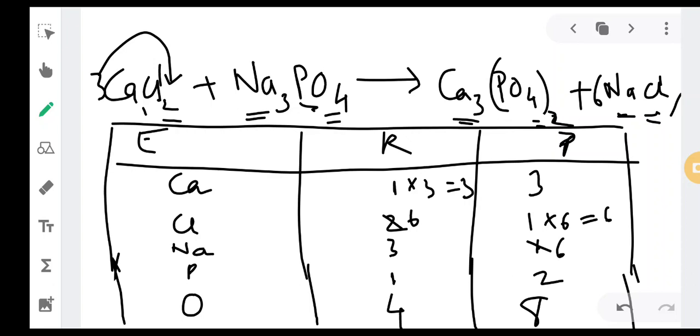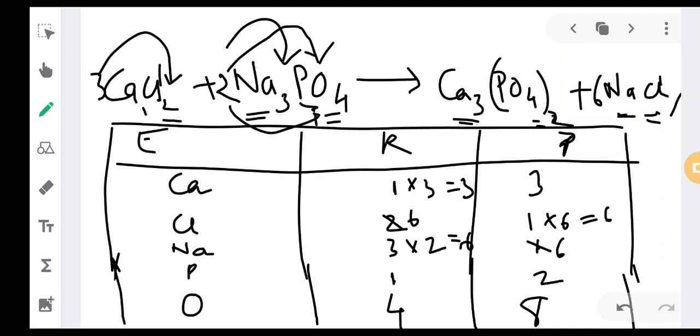On the left hand side if you see, sodium is 3 in numbers. So how to convert this into 6 is nothing but multiply sodium with 2 and this will become 6 in numbers. So you need to multiply whichever reactants contain sodium with 2. Okay, so whenever you multiply whichever compound contains sodium with 2, the sodium will become how much? 6 in numbers, phosphorus will become 2 in numbers, and oxygen will become 8 in numbers.